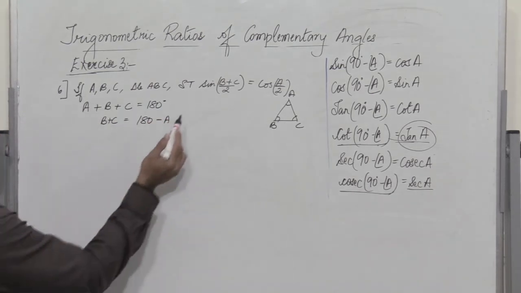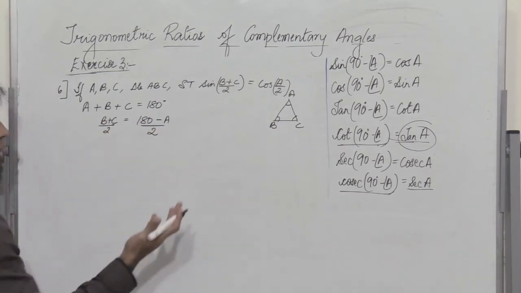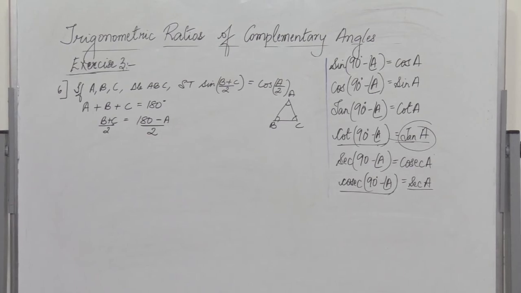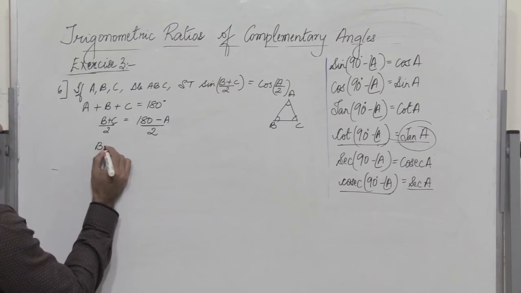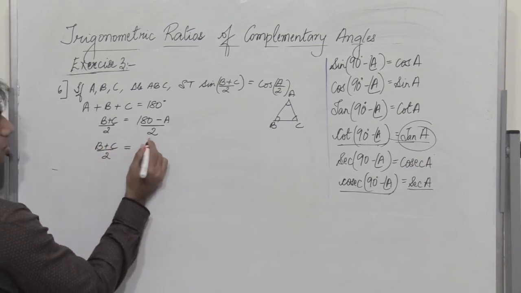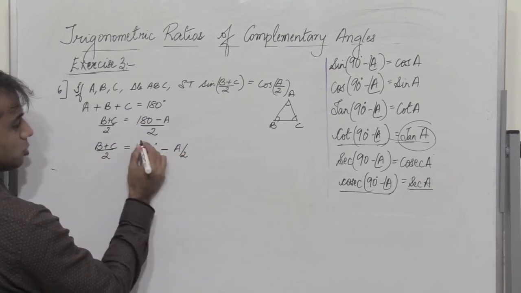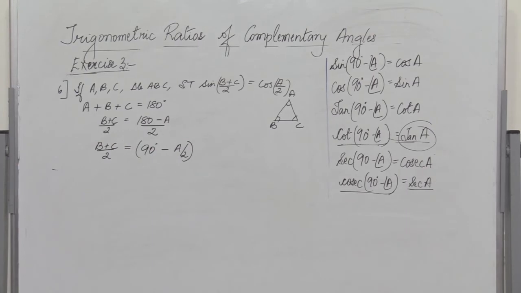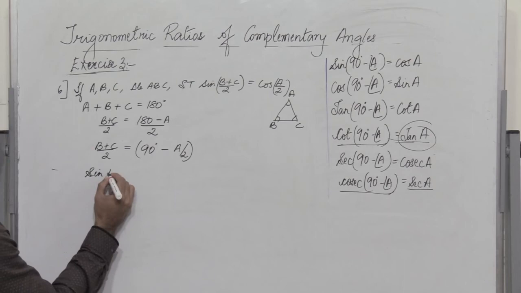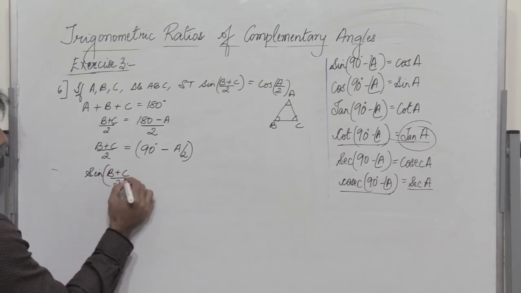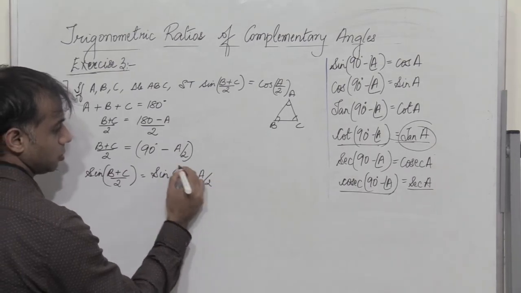Next, what do I need? I need (B plus C) by 2 and A by 2. So let me divide by 2 on both the sides. I can do that, the value does not change. Now I get (B plus C) by 2 equals 180 by 2, which is 90 degrees, minus A by 2. Now let me take sine on both the sides. The value does not change. So I have sine of (B plus C) by 2 equals sine of (90 minus A by 2).